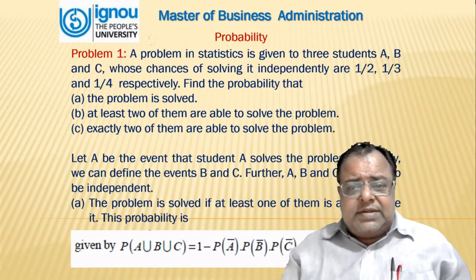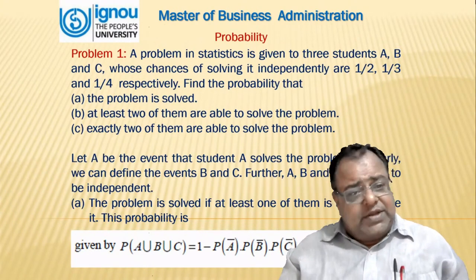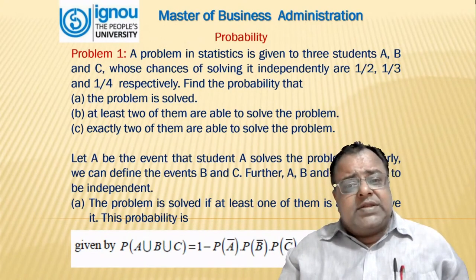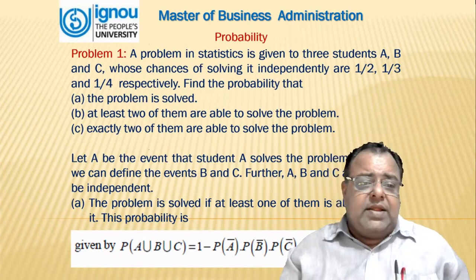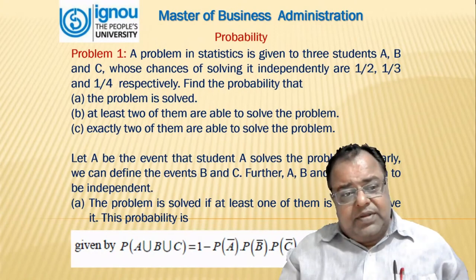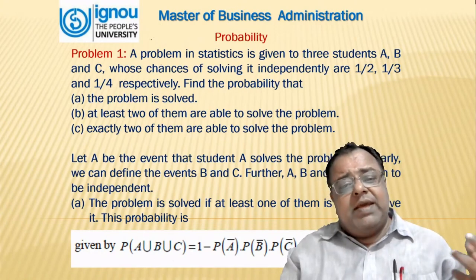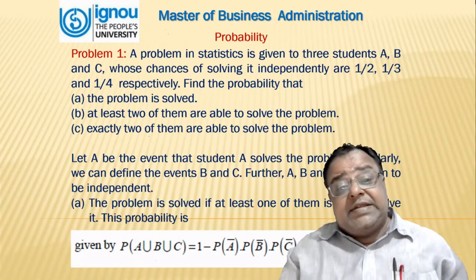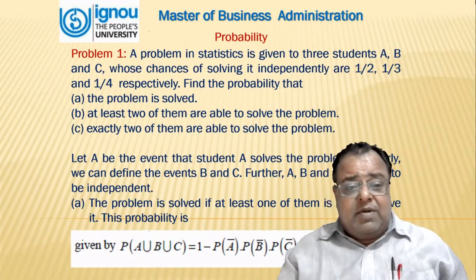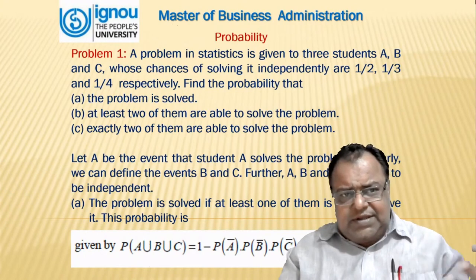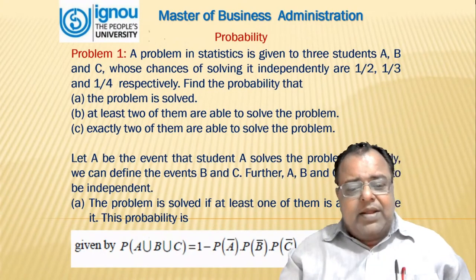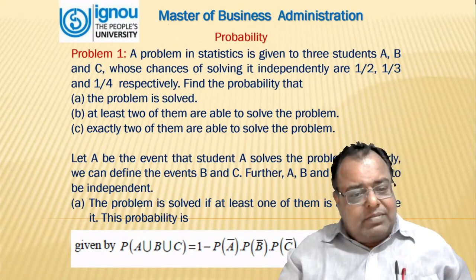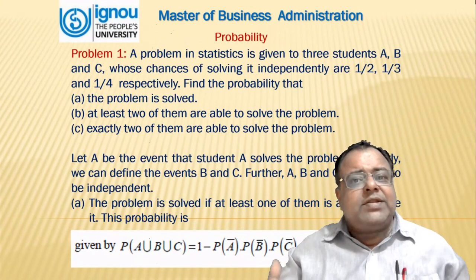A problem in statistics is given to three students, A, B, and C, whose chances of solving it independently are 1 by 2, 1 by 3, and 1 by 4 respectively. We have to find the probability that the problem is solved, that at least two of them are able to solve the problem, and that exactly two of them are able to solve the problem. The question seems easy, but technically, when we come to the probability part, it's not that easy, but it's not that difficult either.